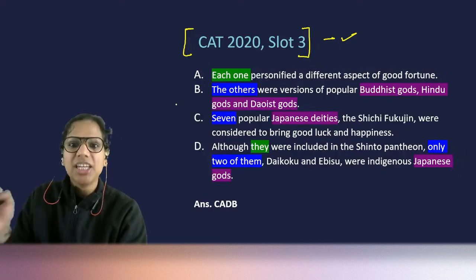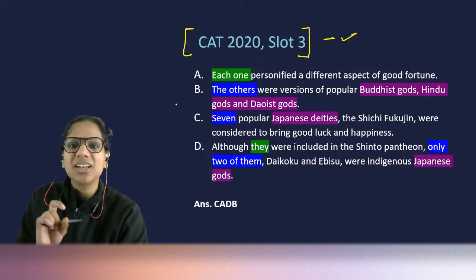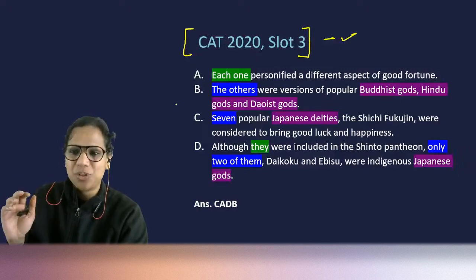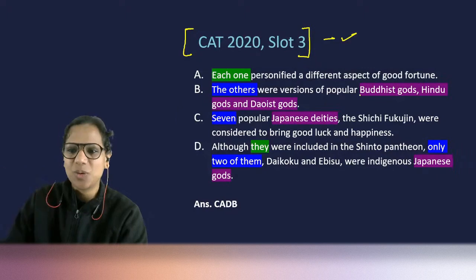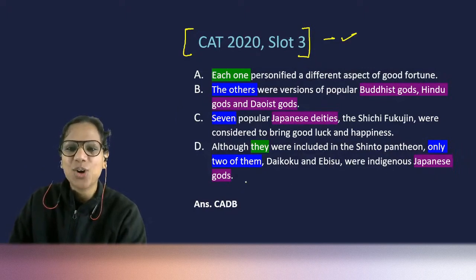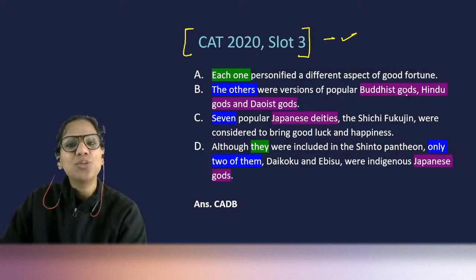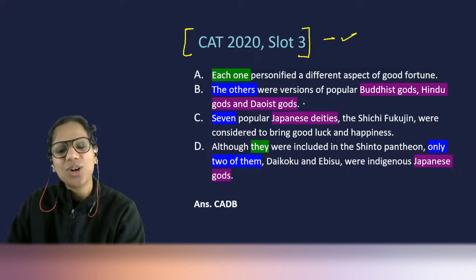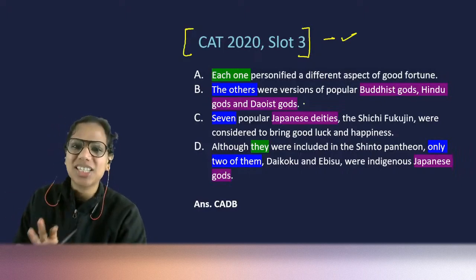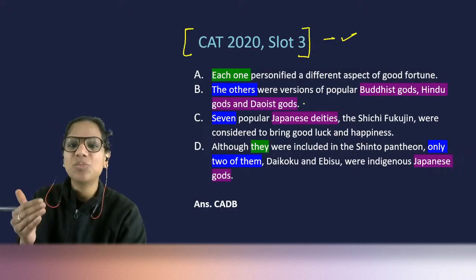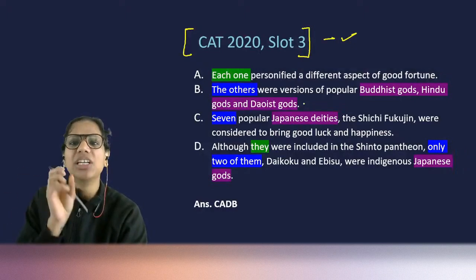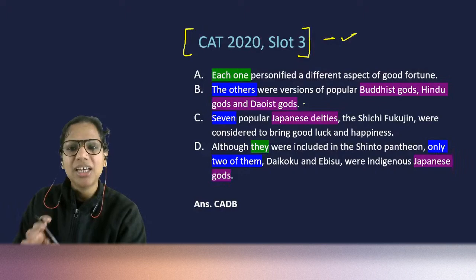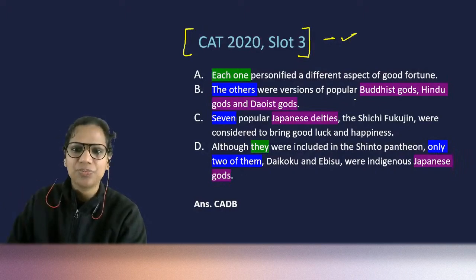Now, what I've done is I have highlighted clues according to the type. For instance, these violet ones are theme-based clues. So Japanese gods, Japanese deities, Buddhist gods, Hindu gods, Taoist gods. We are talking about gods in this paragraph, right? The theme is to talk about Japanese deities primarily, and then we are categorizing them, right? So theme-based clues right there.